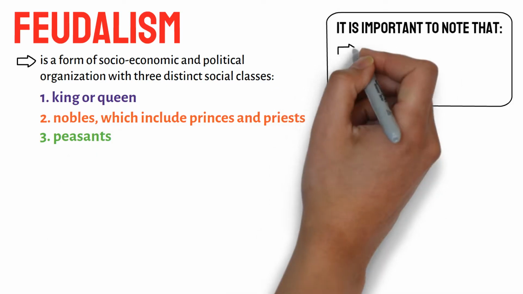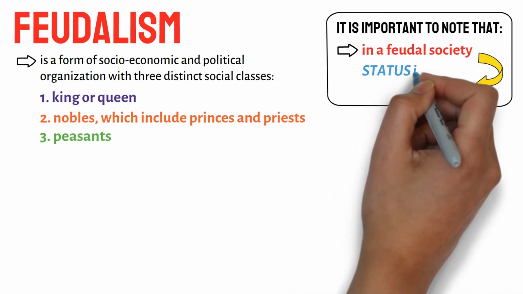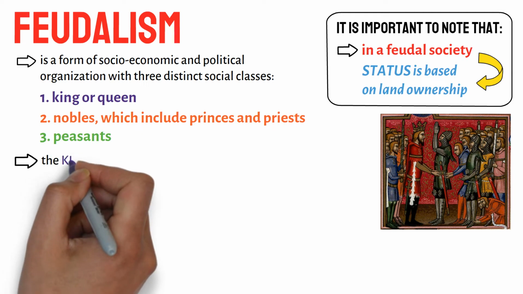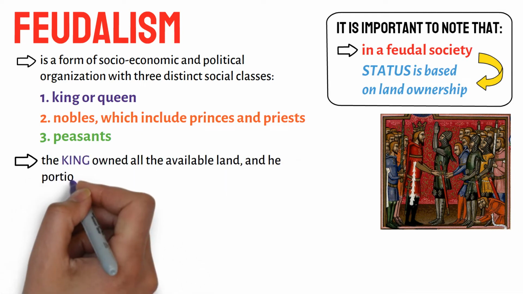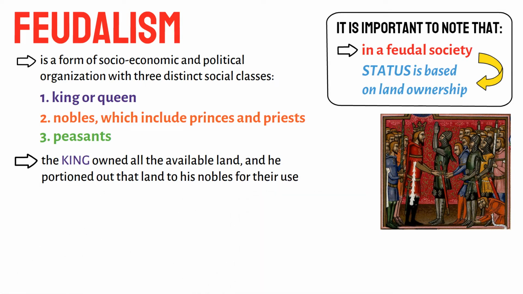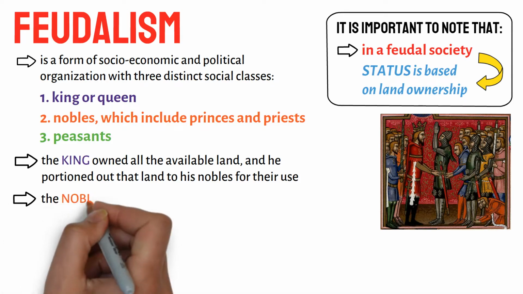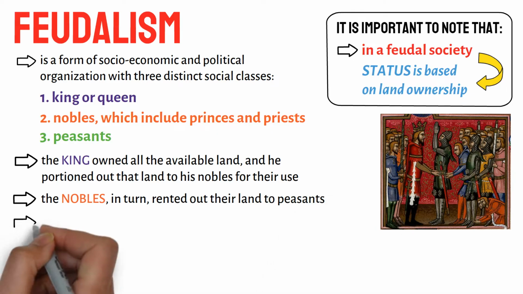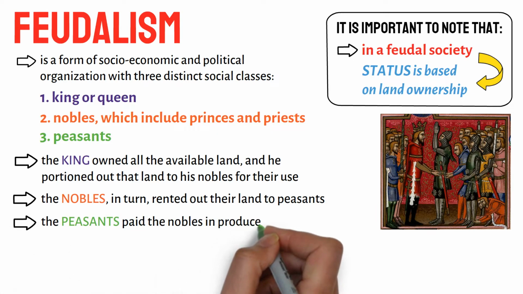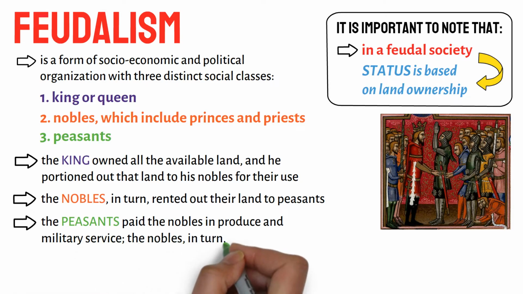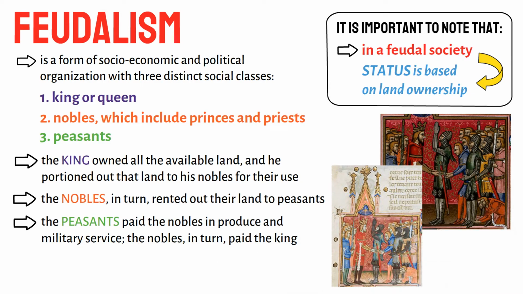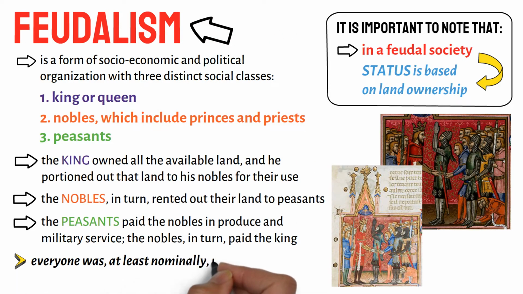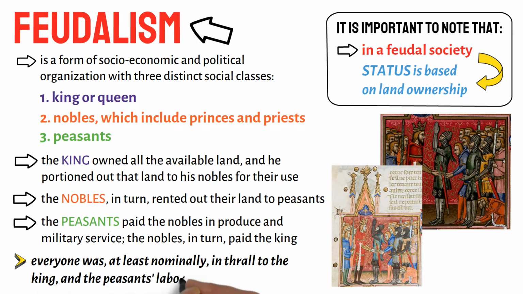It is important to note that in a feudal society, status is based on land ownership. Historically, the king owned all the available land, and he portioned out that land to his nobles for their use. The nobles, in turn, rented out their land to peasants. The peasants paid the nobles in produce and military service. The nobles, in turn, paid the king. As we can see, in feudalism, everyone was, at least nominally, in thrall to the king, and the peasants' labor paid for everything.